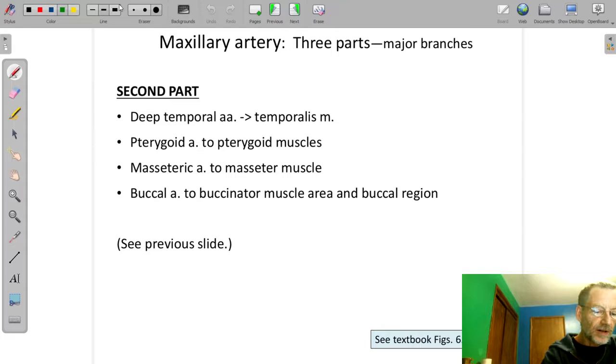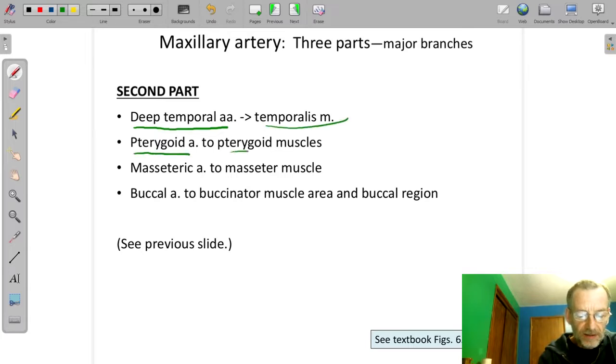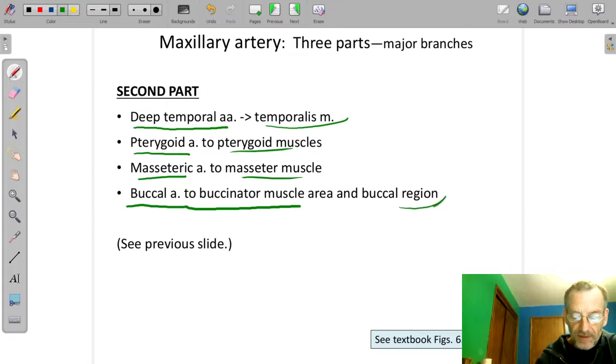So the second part basically supplies the muscles, most of all the muscles of mastication plus the buccinator. So we have the deep temporal arteries, which supply the temporalis muscle, the pterygoid arteries to the pterygoids, and the masseteric to the masseter. That's pretty straightforward. And then we also have the buccal artery to the buccinator muscle. And remember that the buccinator is not a muscle of mastication, it's a muscle of facial expression. And the artery also supplies the region.